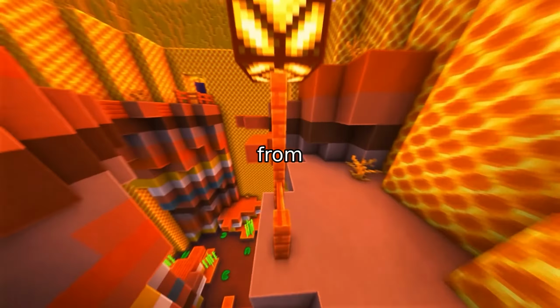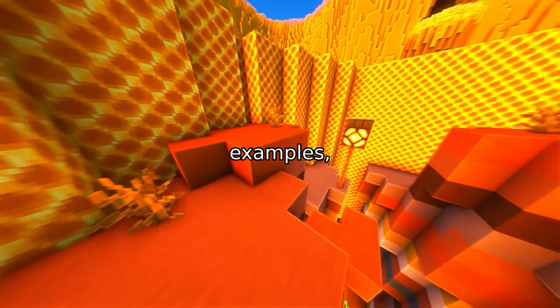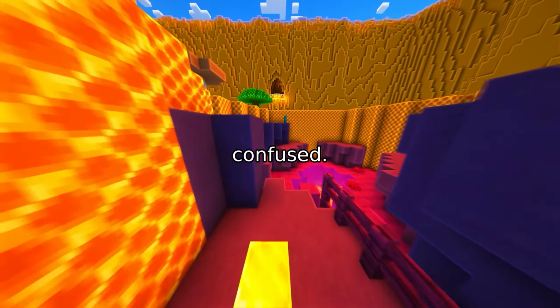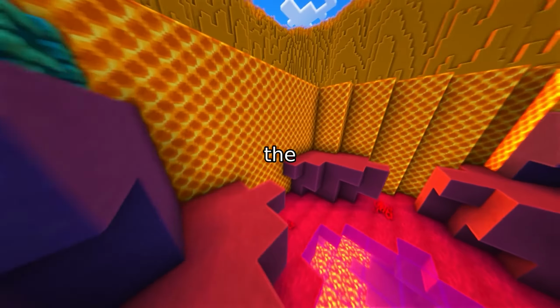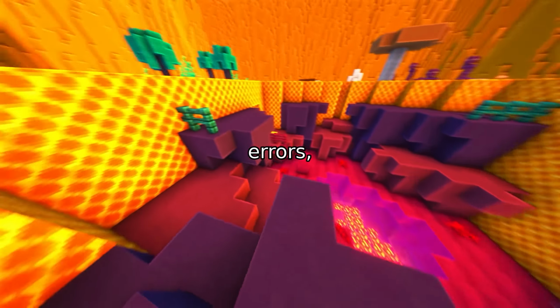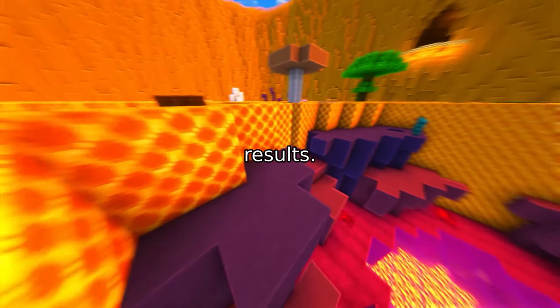Let's break it down. So, imagine you're teaching a robot to sort apples from oranges. You show it thousands of examples, and it gets super good at the training set. But then you give it a new fruit, it's confused. Why? Because it didn't learn the rules, it just memorized the examples. That's the problem of generalization errors, the gap between training performance and real-world results.